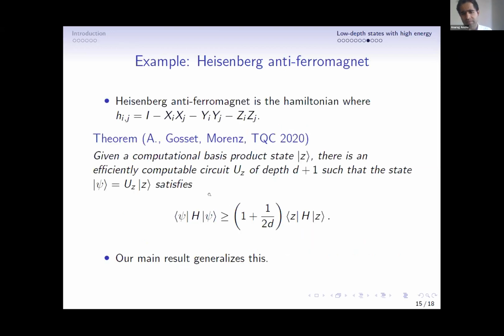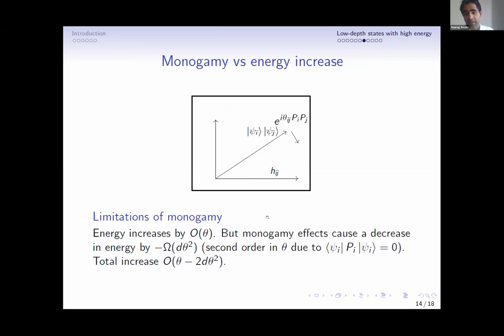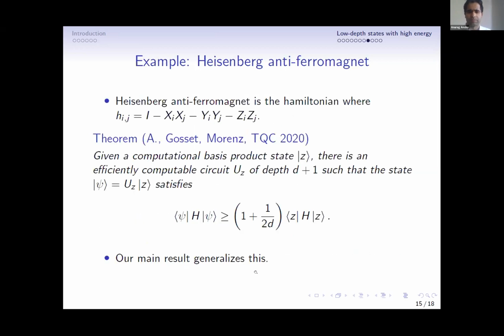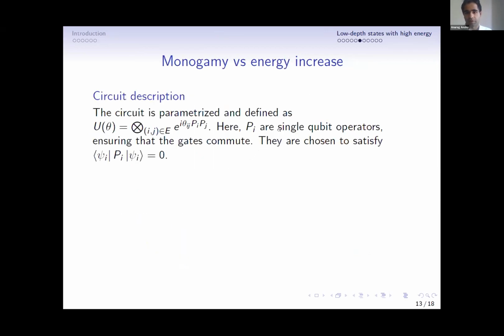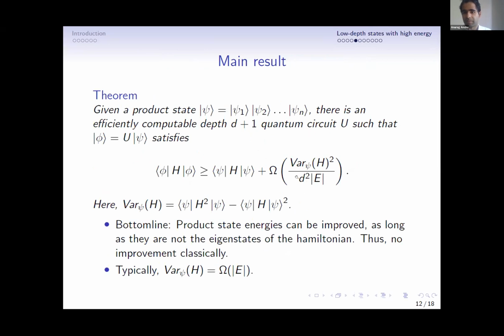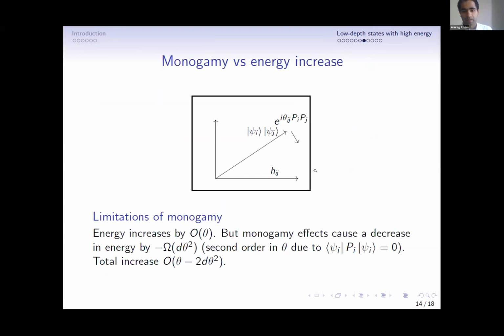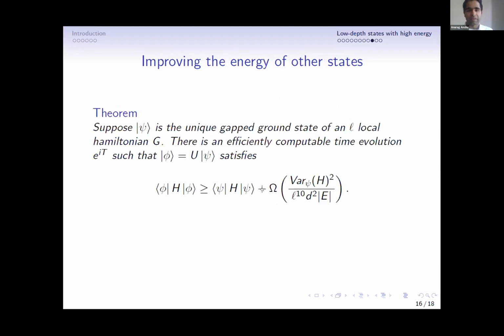So our result, in fact, generalizes this earlier result of a subset of us a while back. And there we showed that given a computational basis state, we could find a circuit which improved energy in this form. And it's the same picture that you see over here, and we can subsume this. There's a 1 over d improvement here, although this is different from what you see in this picture, but there are ways to account for that by looking at variance more carefully. Anyway, so that's roughly the picture.